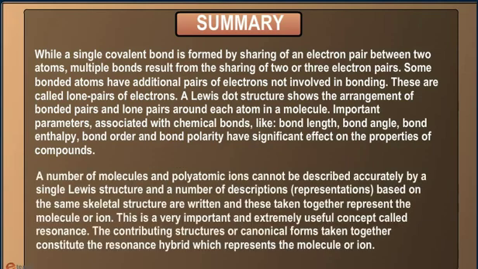A number of molecules and polyatomic ions cannot be described accurately by a single Lewis structure, and a number of descriptions, that is, representations based on the same skeletal structures, are written, and these taken together represent the molecule or ion. This is a very important and extremely useful concept called resonance. The contributing structures or canonical forms taken together constitute the resonance hybrid, which represents the molecule or ion.